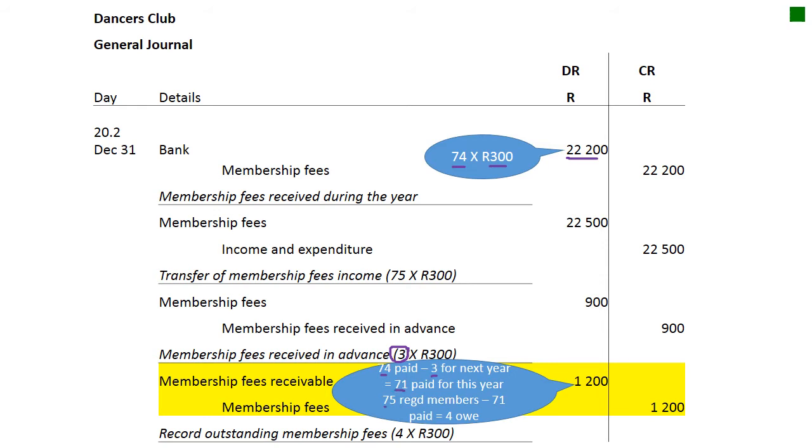We had 75 registered members. That's the total income that we accrued for the year. And if we then subtract 71 who paid, it means there were 4 members who still owed membership fees. So that's how we can also get to the 4 members times 300, giving us the 1,200 that's due for membership fees receivable.